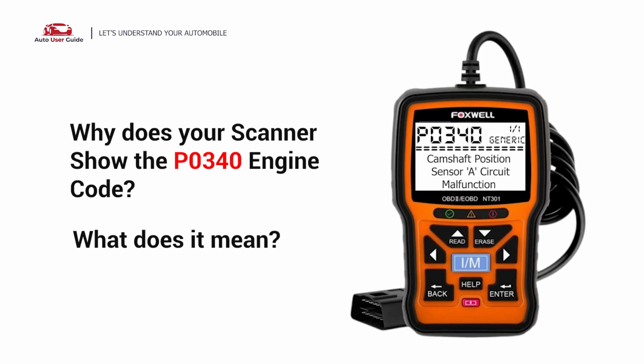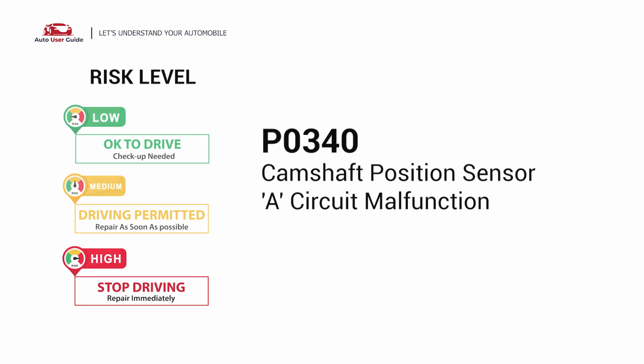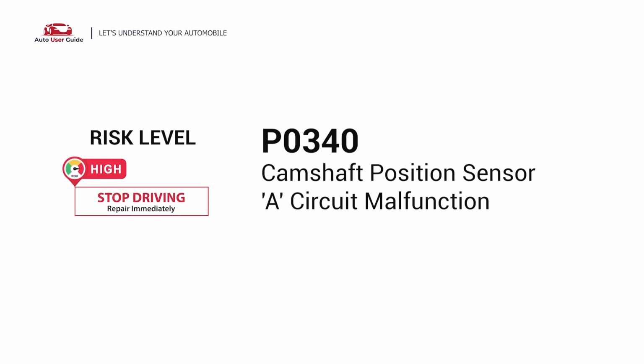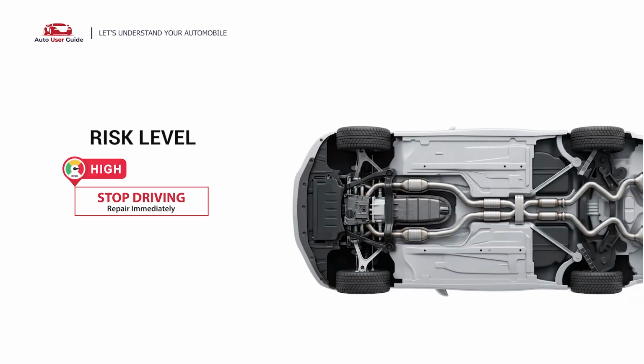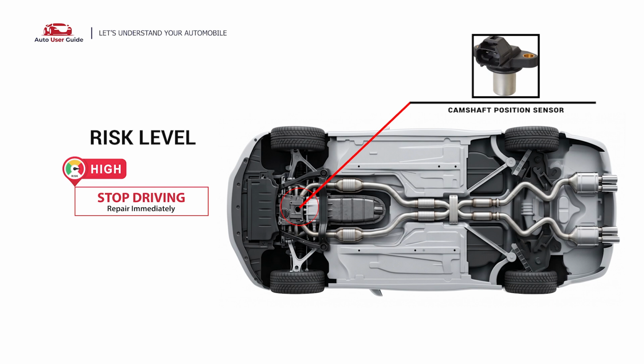Why does your scanner show the P0340 engine code? What does it mean? P0340 is a diagnostic trouble code for Camshaft Position Sensor A circuit malfunction. The P0340 engine code indicates that your vehicle's engine computer, ECM or PCM, has lost or received an invalid signal from the camshaft position sensor, which it relies on to manage fuel injection and ignition timing.